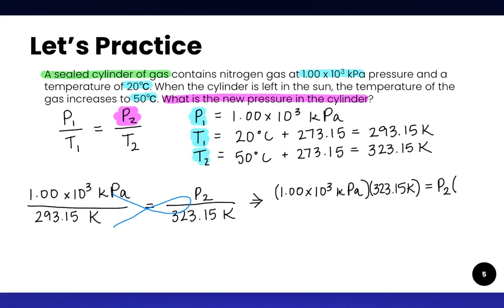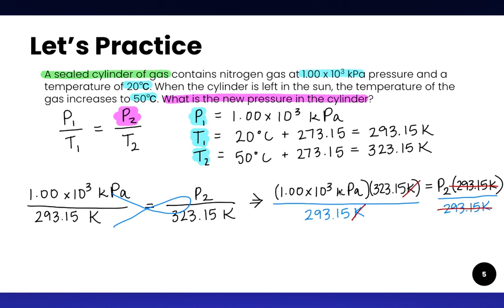P2 times 293.15 Kelvin. All right. Now we want to get P2 by itself, so we're going to divide both sides of the equation by 293.15 Kelvin. This will leave final pressure by itself and eliminate the temperature unit on the other side. So all we're left with is kilopascals.